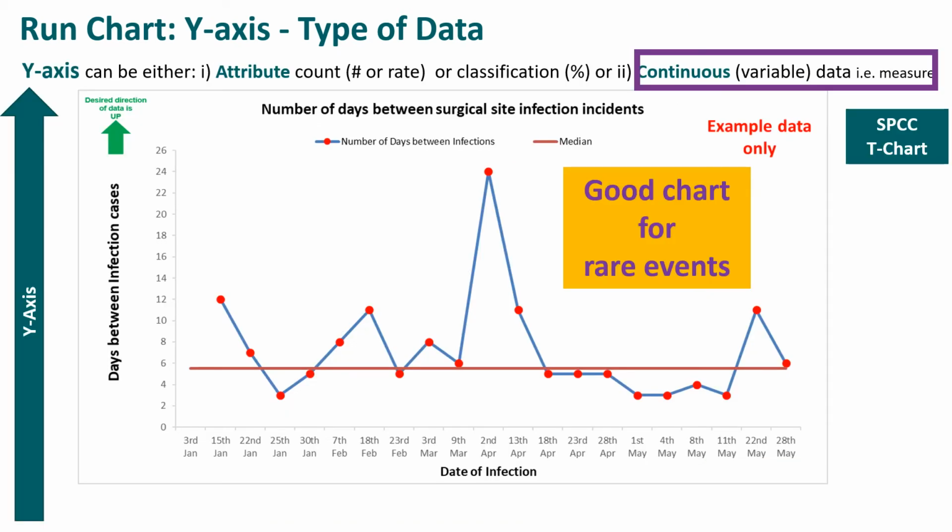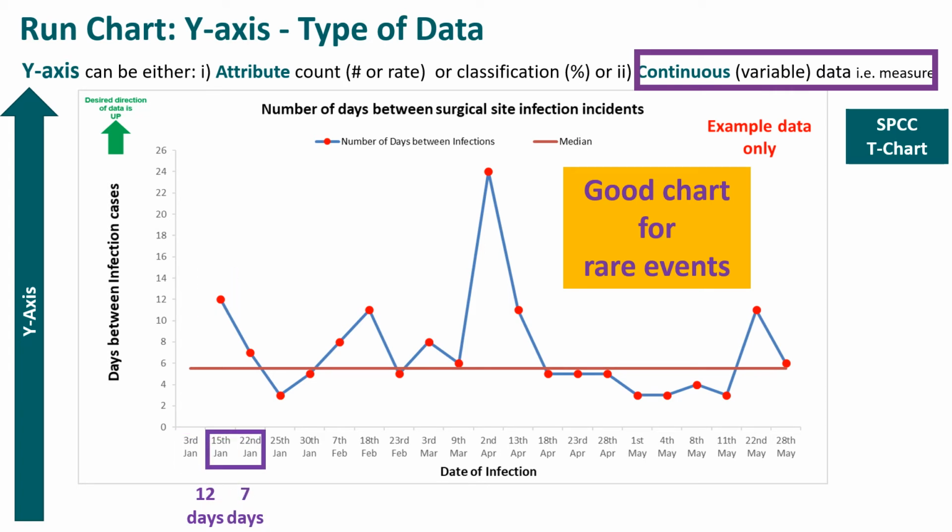This is another type of run chart where you're looking at the time between incidents or the days between incidents. So what we're looking at here is the number of days between surgical site infections. It's continuous data, and what we're measuring on the y-axis is days between infection cases. So how it works is along the x-axis is the date that an infection or an incident occurred. And if you measure the days difference between the 3rd of January and the 15th of January, it's actually 12 days. So what's plotted in the chart is 12 days.